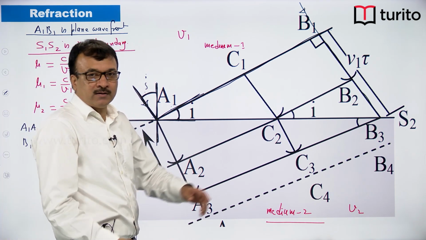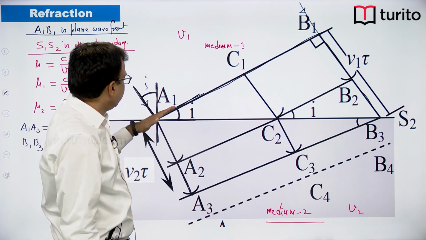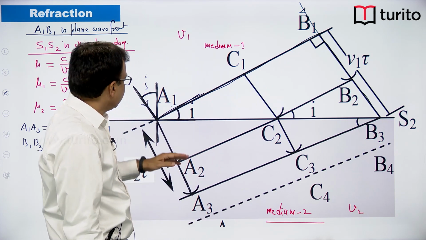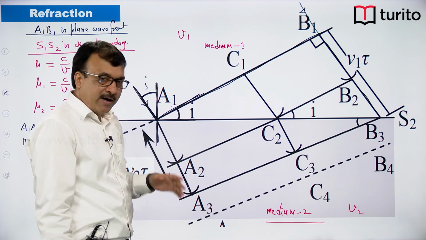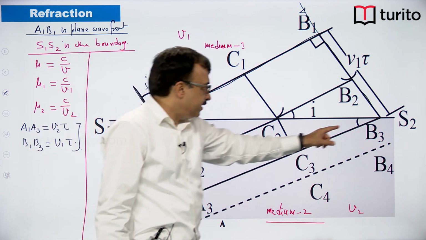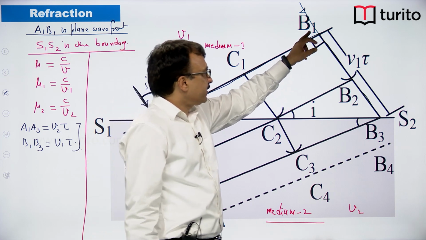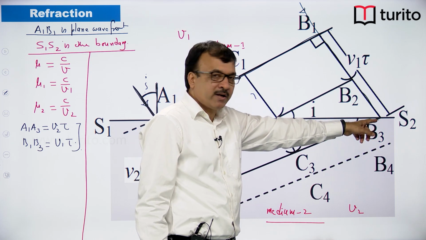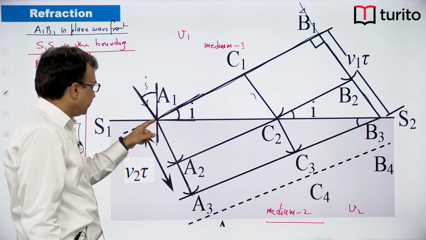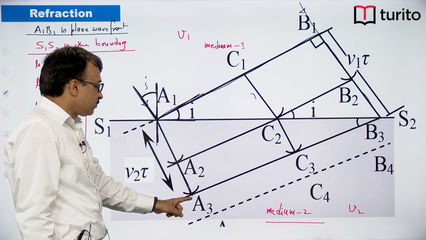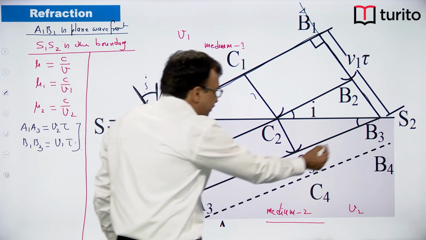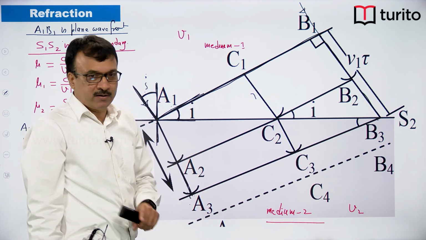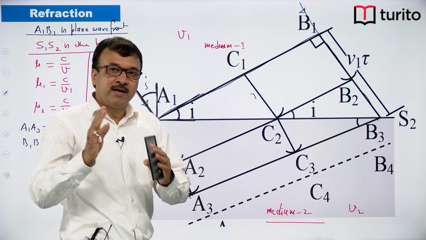So, finally, after time tau, this wavefront A1 B1 has completely entered the second medium, and the position of this wavefront is A3 B3. When this point just crosses the boundary, by that time point A1 has reached position A3. So, this is the new position of the wavefront, B3 A3. B3 A3 is the refracted wavefront and A1 B1 is the incident wavefront.